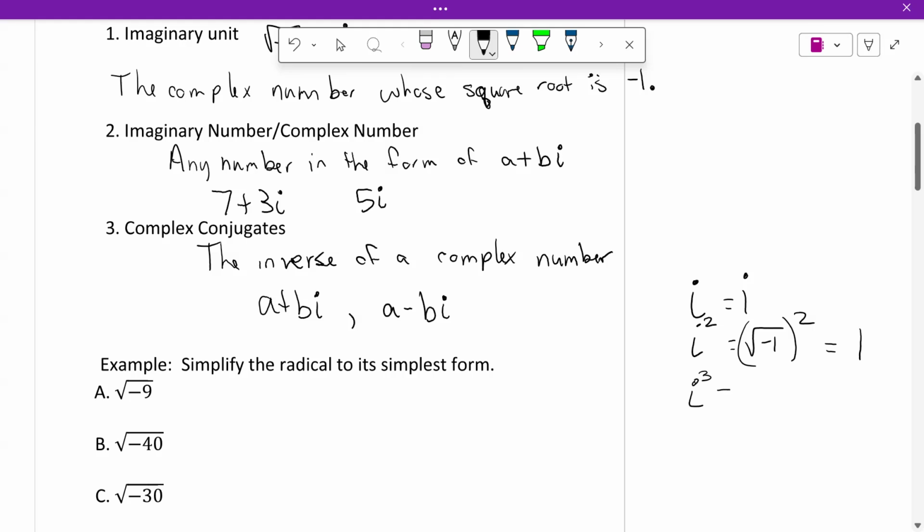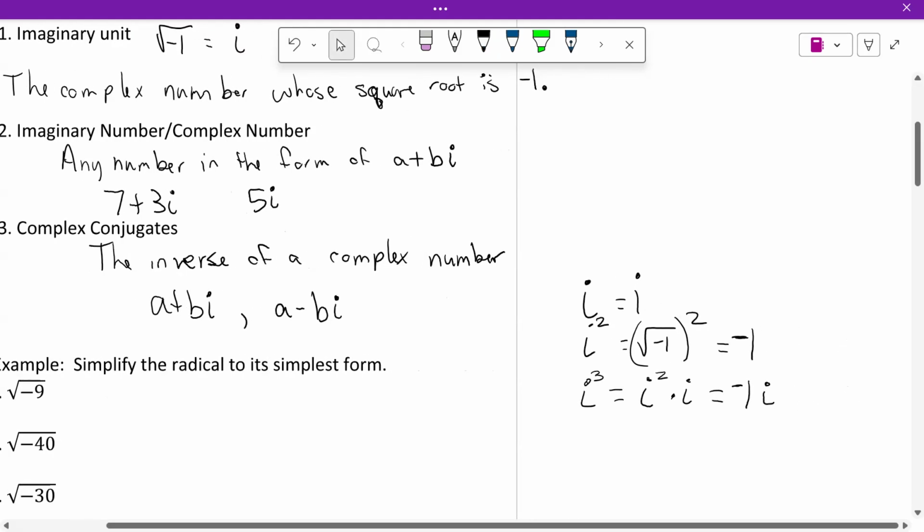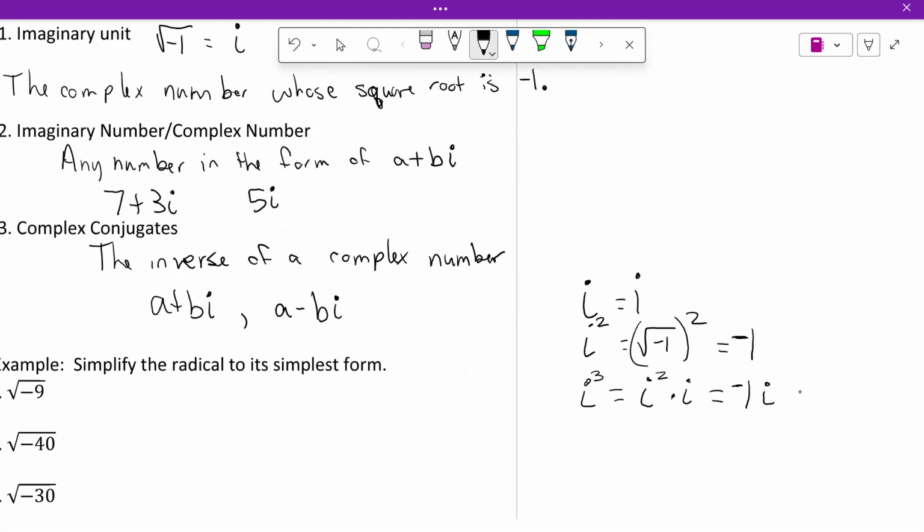i cubed is equal to i squared times i. What's i squared? 1. Oh, this is -1. Sorry, this is -1. When you square root, you get what's underneath. It's -1. So i squared is -1. i is just i. So i cubed is really equal to -i. So i is equal to i, i squared is equal to -1, i cubed is equal to -i.